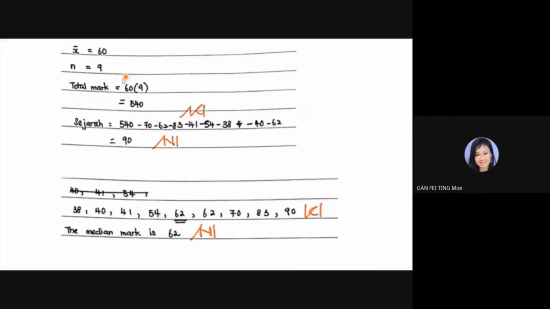She used the information to get the total marks. Then you get the total marks minus, see, this 70, 62, 83, all these marks are not in the list. But she has understood what is meant by deviation from the mean. So that's how she gets these marks, and it's the same as mine. Then she got the sejarah mark of 2 marks. Then arrange the data, then get the mean. So for this, 4 marks. This is a 4 marks question.